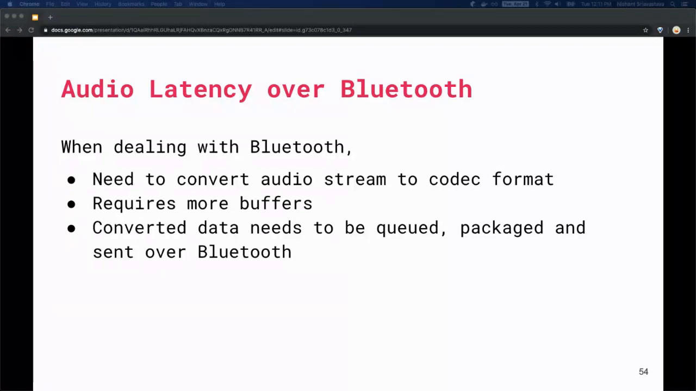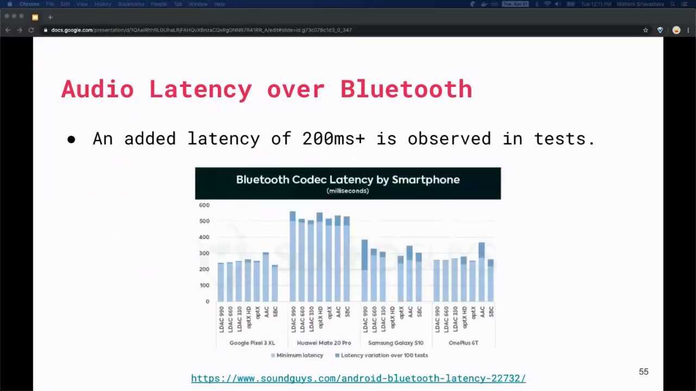Other people have done research on this, measuring how much latency there is with each kind of codec. It's been observed that the latency can go up to 500 milliseconds, or be around 200 milliseconds in a standard test of audio going over Bluetooth, which is really problematic, because you cannot build apps with 200 milliseconds of lag for people to use. You will notice that the Pixel 3 XL is hitting around 200 milliseconds, and the Huawei Mate 20 Pro is hitting 500-plus milliseconds. And that's really bad.